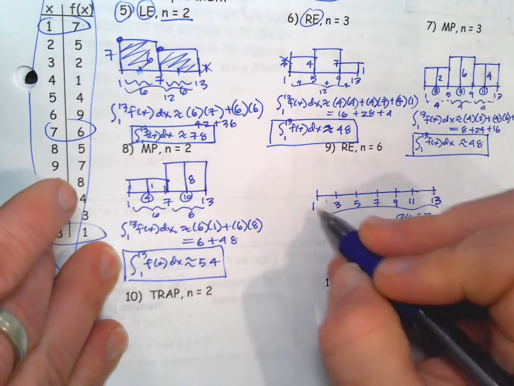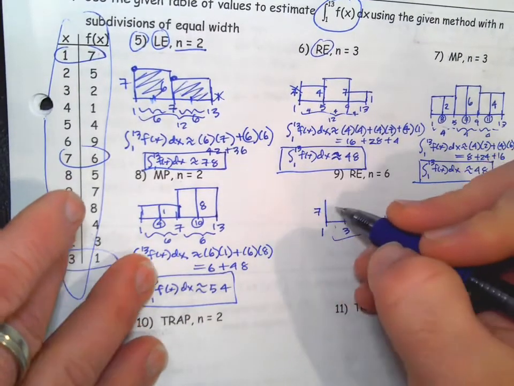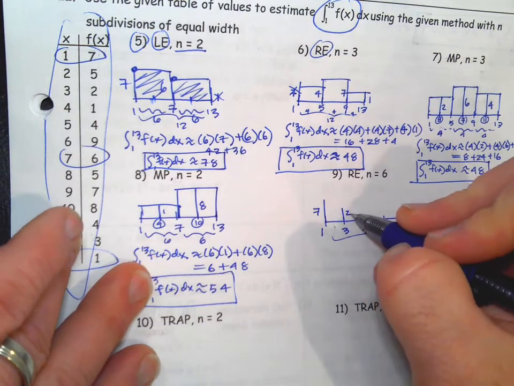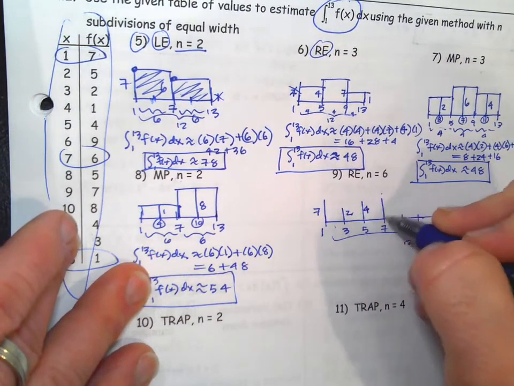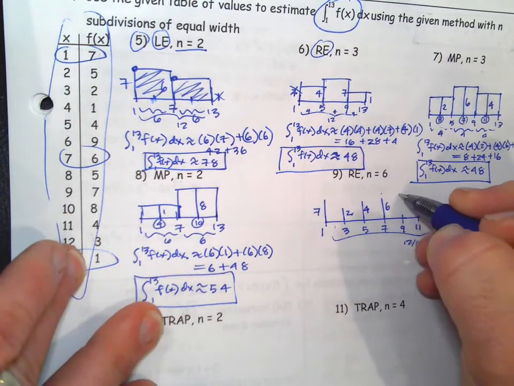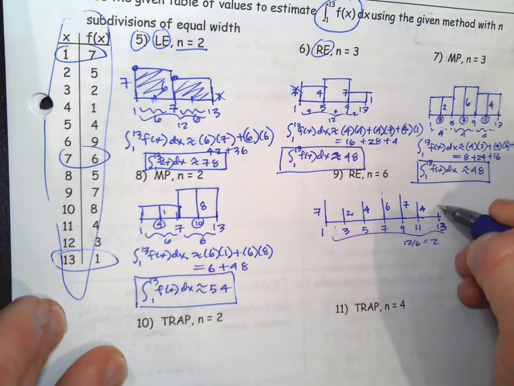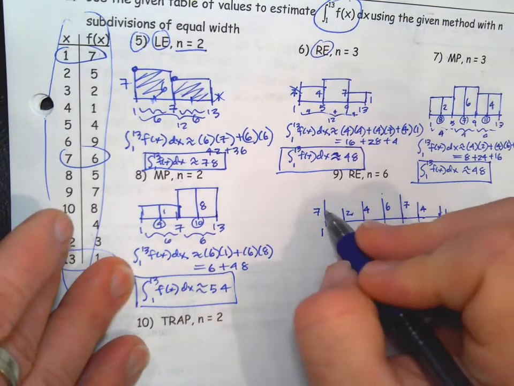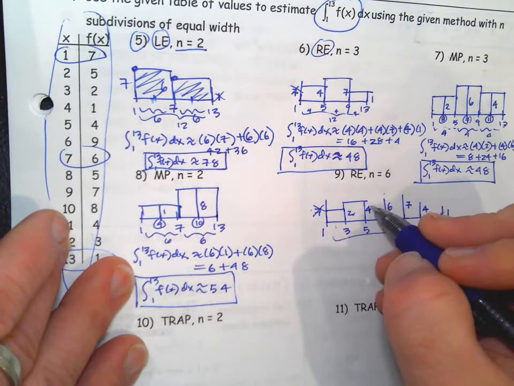Perfect. Each of these is 2. So 1 is at 7, 3 is at 2, 5 is at 4, 7 is at 6, 9 is at 7, 11 is at 4, 13 is at 1. We're doing right ends, so we're using the right sides. So we're not going to use that first left side.